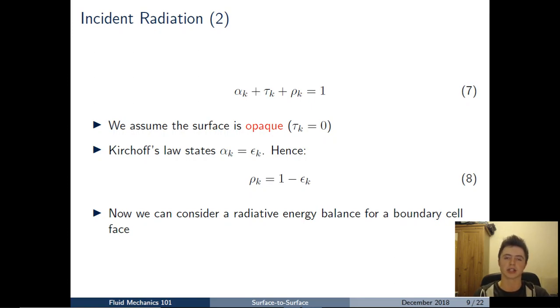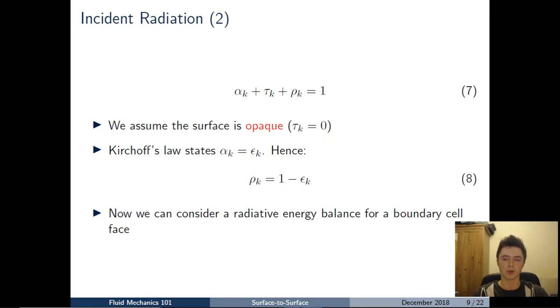So alpha is equal to epsilon, and we substitute that into equation 7, and what that gives us is equation 8, which you can see there, which says that the fraction of radiation that's reflected by the cell is going to be equal to 1 minus the amount emitted by the cell. And what does that really mean? Of course, if we have a cell that's a perfect emitter, then it's also going to be a perfect absorber, so none of the radiation will be reflected at all. Whereas if we have the other case where our cell doesn't emit any radiation, then it will reflect all of the radiation that's incident upon it. And for all of the cases in between, we use equation 8 to get how much radiation is reflected by the cell.